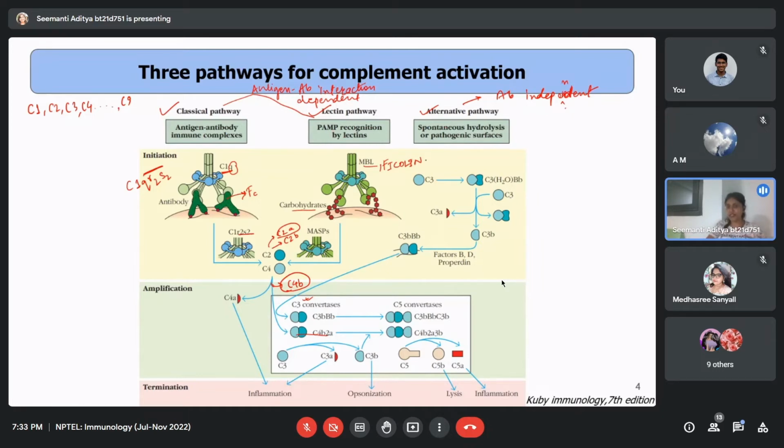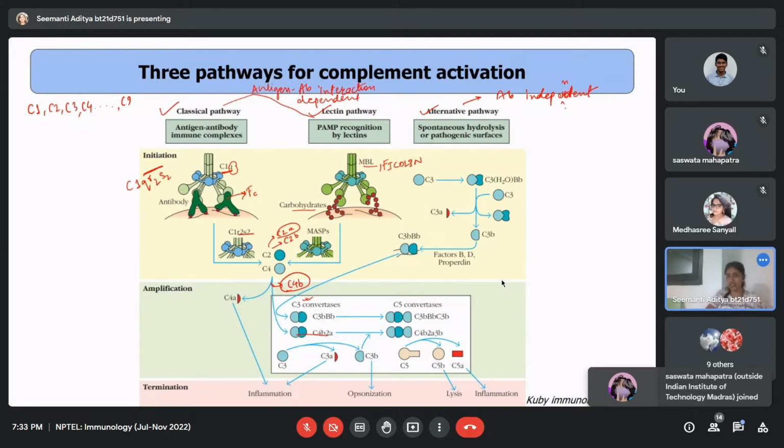Whereas in the alternative pathway, we do not require any kind of antigen antibody interaction to activate the complements. That is why the classical pathway and lectin pathway are associated with antigen interaction or antibody release and antigen antibody interaction. What happens in the lectin pathway is, again, the carbohydrate moieties are recognized by MBL or ficolin, and this results in conformational changes in these proteins, MBL and ficolin, and these proteins which you are seeing over here are known as MASP.